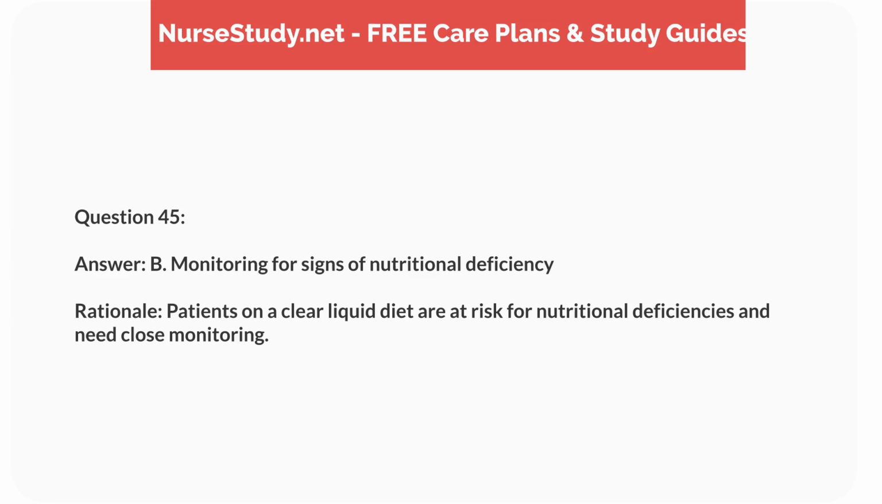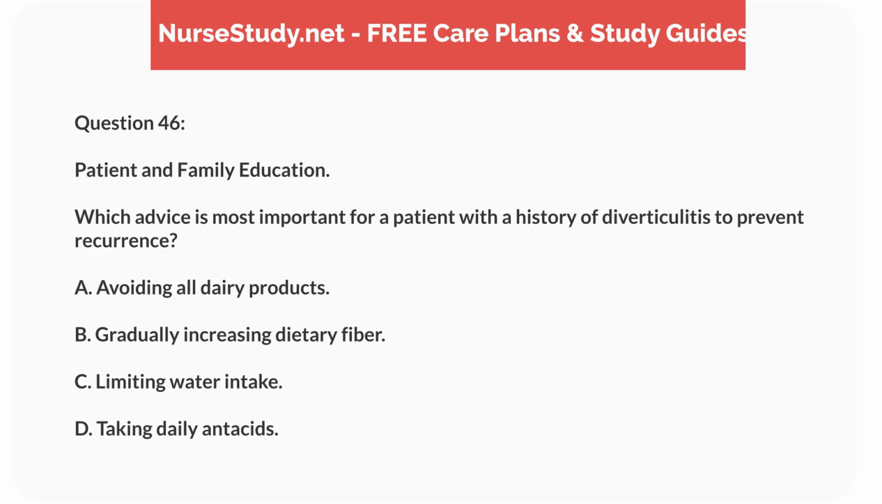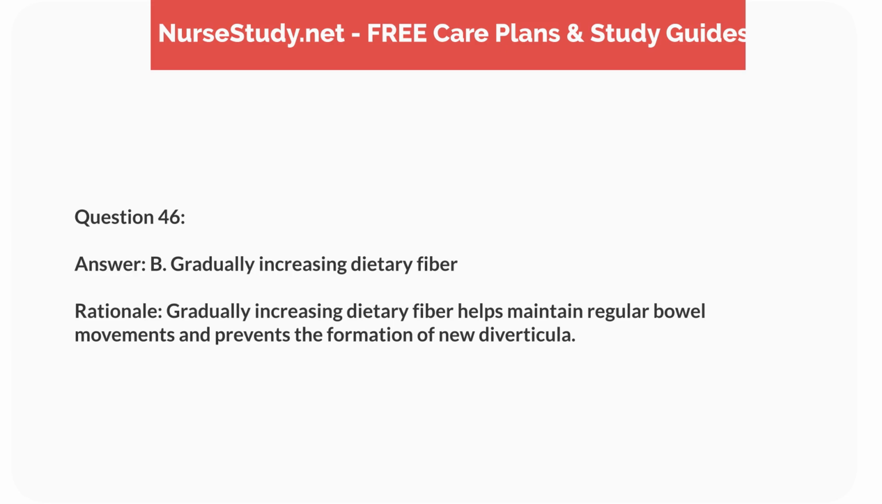Rationale: patients on a clear liquid diet are at risk for nutritional deficiencies and need close monitoring. Question 46. Patient and family education. Which advice is most important for a patient with a history of diverticulitis to prevent recurrence? A. Avoiding all dairy products. B. Gradually increasing dietary fiber. C. Limiting water intake. D. Taking daily antacids. Answer: B.